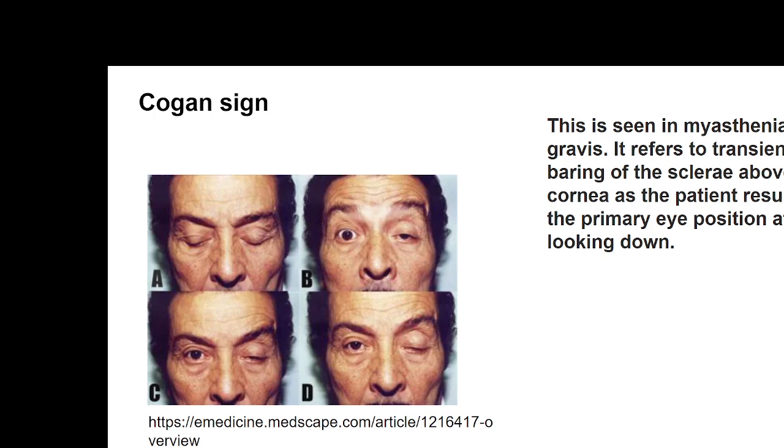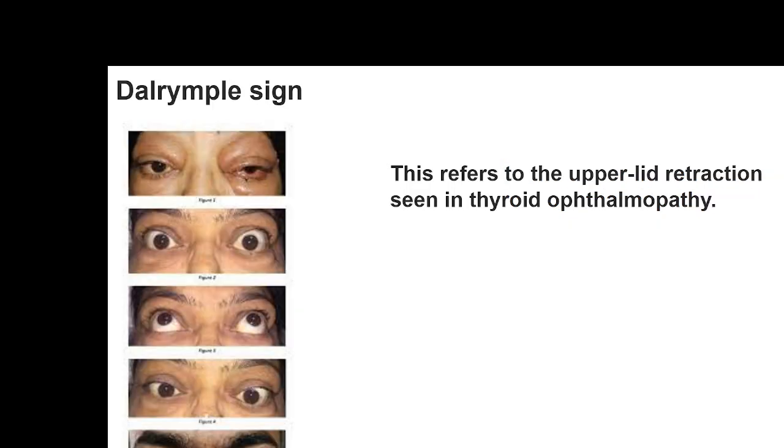But Kogan sign is a situation where the eyes will be drooping and the eyeball movement would have a typical pattern, where the cornea is not visible initially, the sclera is visible, then the cornea becomes visible.